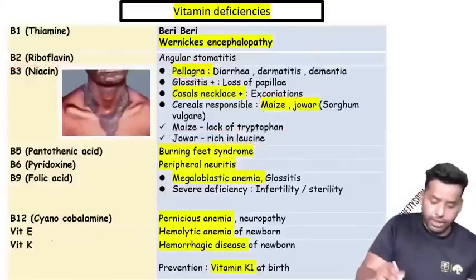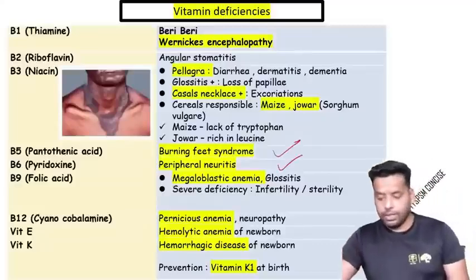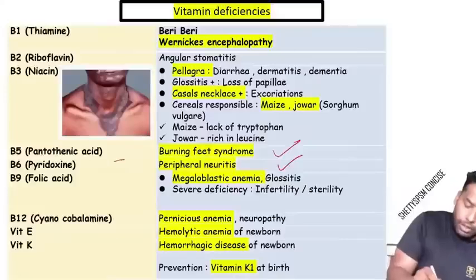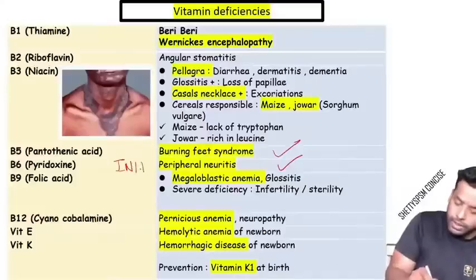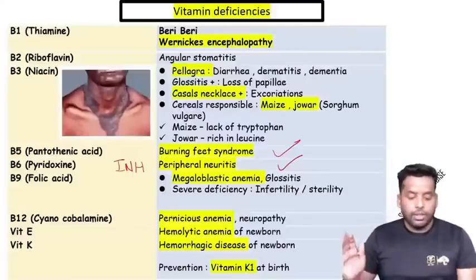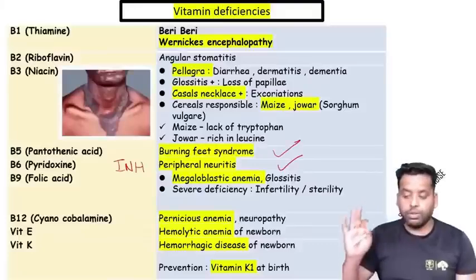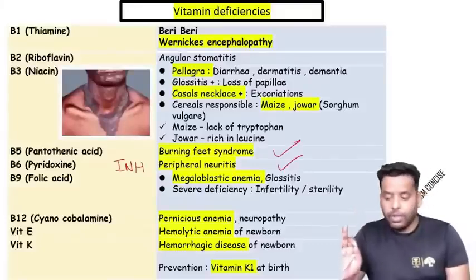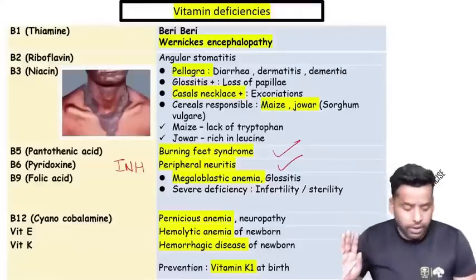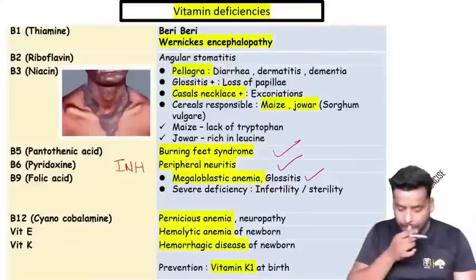B5 pantothenic acid, burning feet syndrome. B6, peripheral neuritis. All basic questions. Now tell me what anti-tubercular drug will lead to B6 deficiency? INH, isoniazid, when you are using it, can lead to B6 deficiency. That is why we have to give B6 supplements, pyridoxine supplements, when you are using isoniazid. Very good. Folic acid deficiency can lead to megaloblastic anemia.